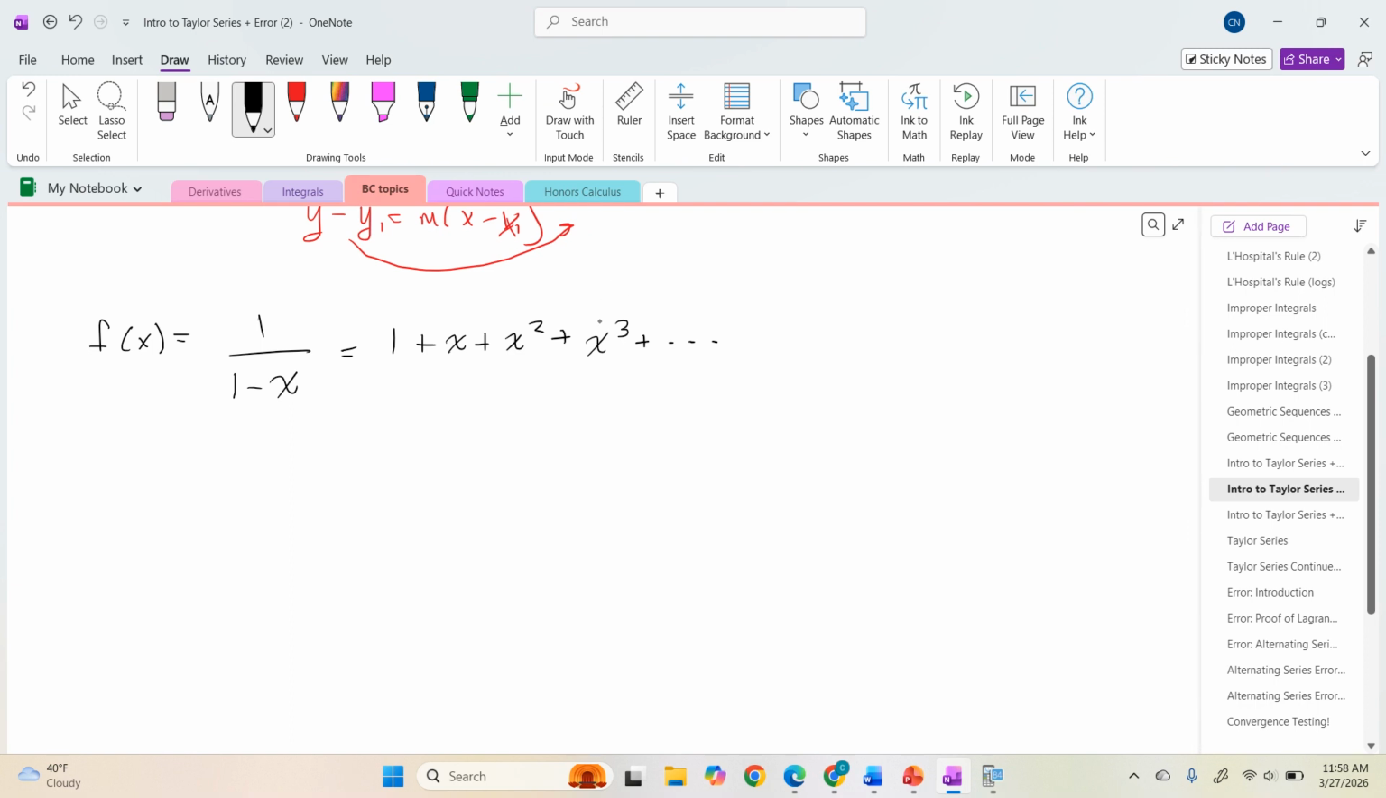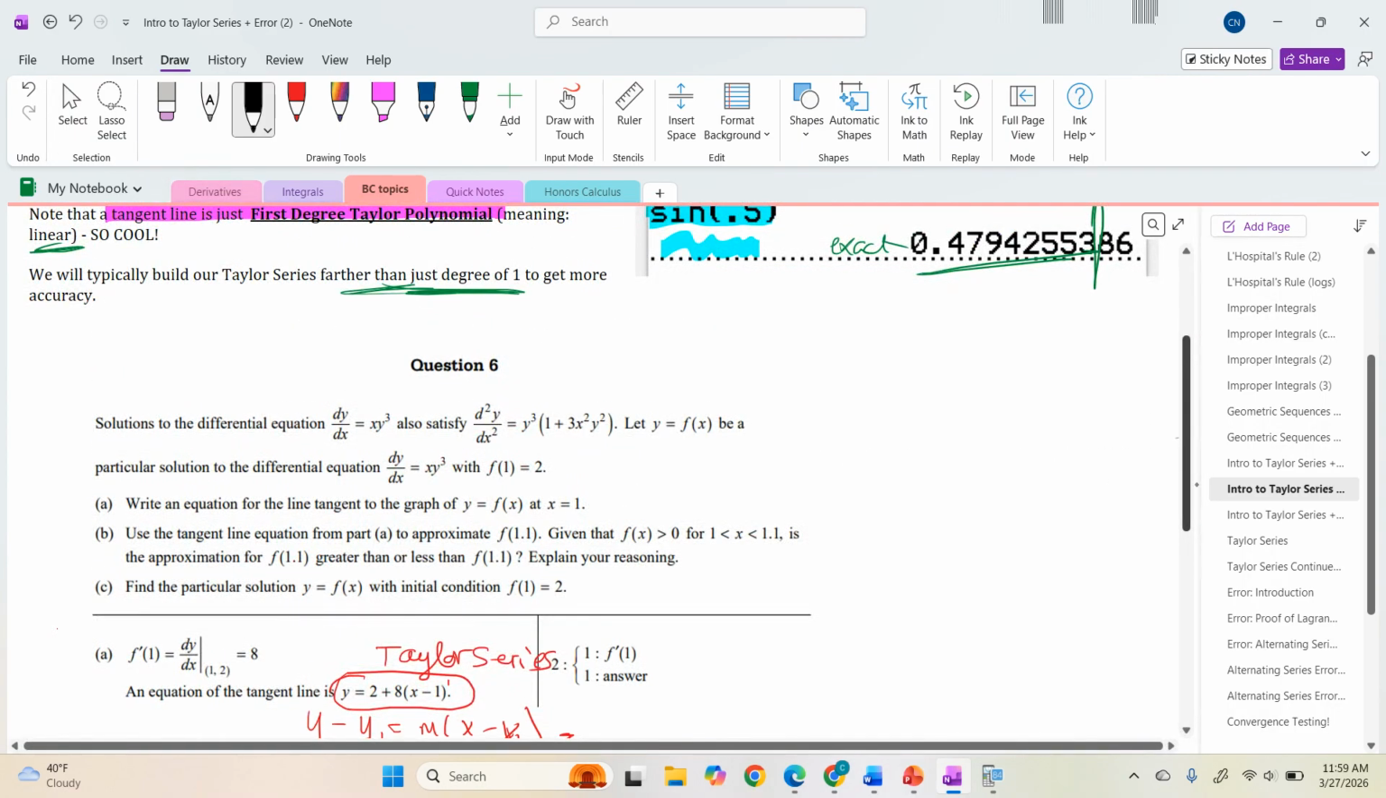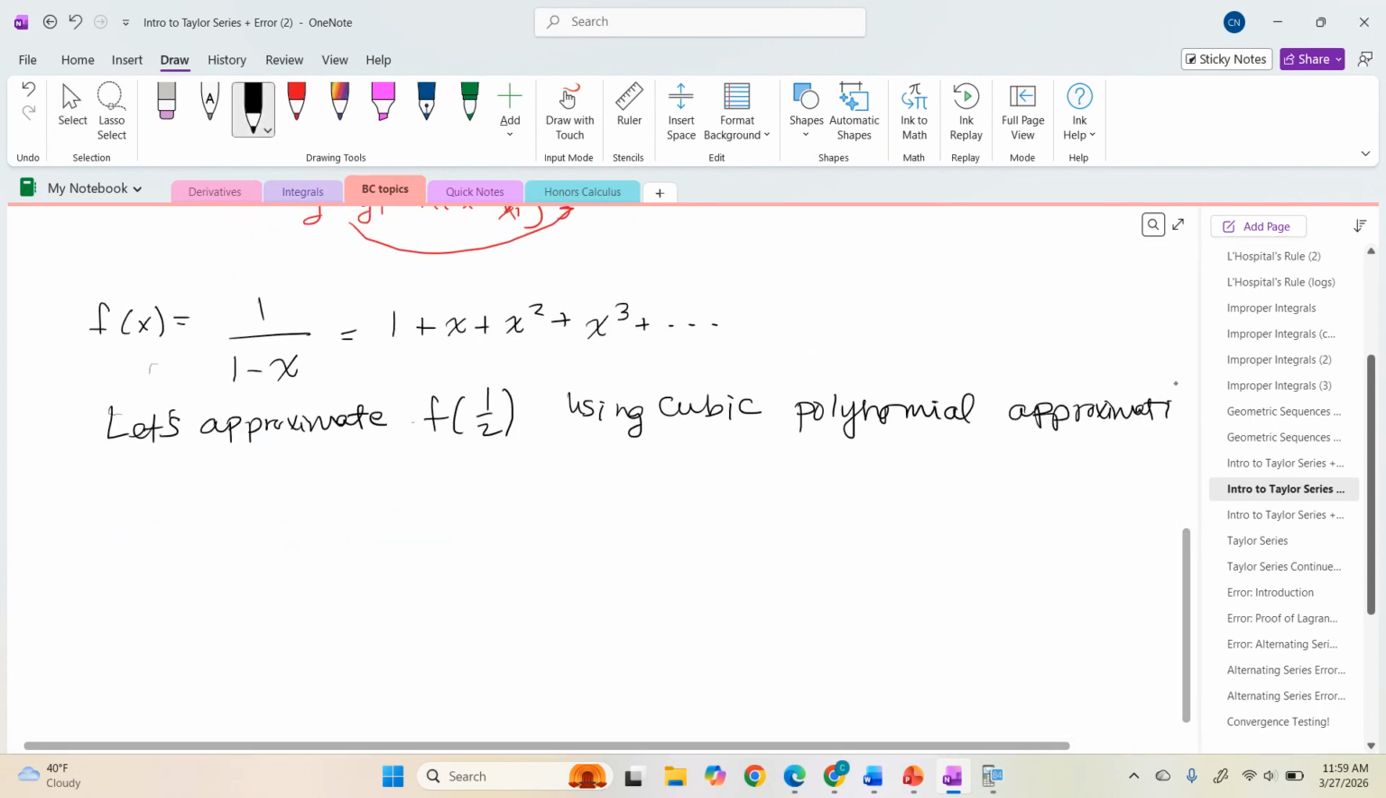Let's talk about how we're going to make approximations, and let's also talk about some notation here. So first of all, what we want to do is approximate. So jot this down with me here. We're going to do one example, and then we'll call it quits here. Let's approximate f of 1/2 using the cubic polynomial approximation. I can't fit that on the line.